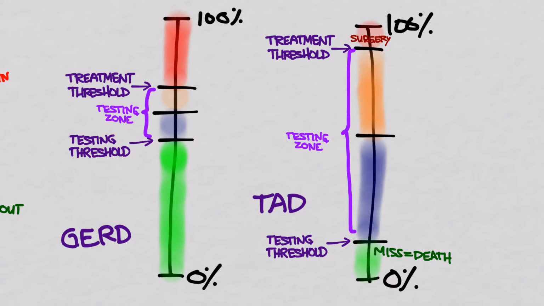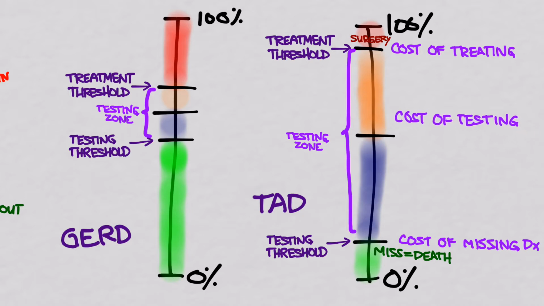So one way to look at this is that the testing threshold is kind of set by the cost of missing the diagnosis. The treatment threshold is kind of set by the cost of treating that diagnosis. And there's another cost as well. There's the cost of testing that will also play a role. So if a test is particularly expensive, and I don't mean just by money, it might cause morbidity or mortality. Maybe the test itself is dangerous. That may move up and down your threshold as well.